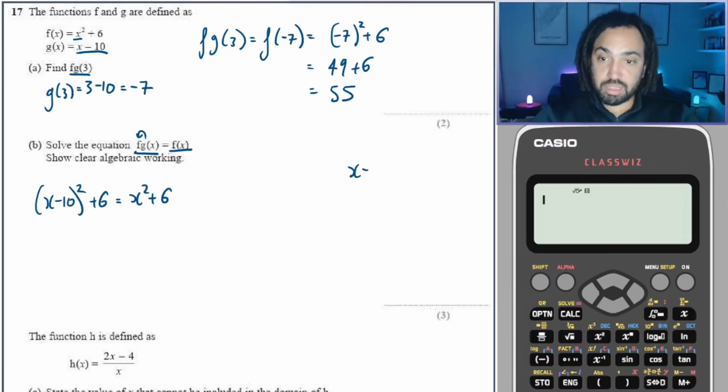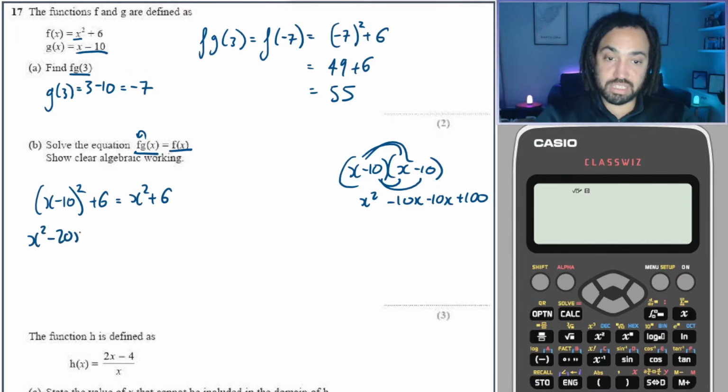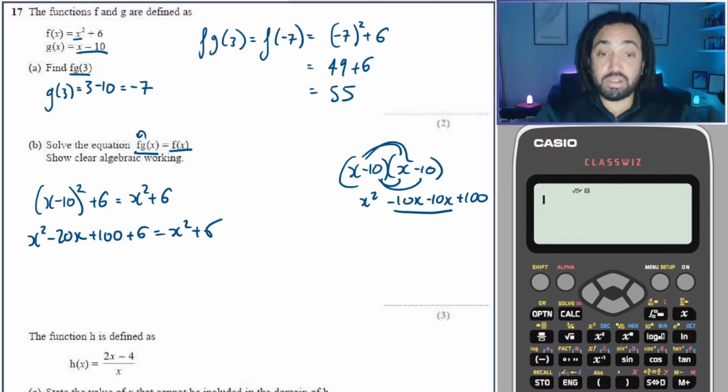Okay, I always do expanding brackets on the side over here, like this. Gives me x squared minus 10x plus 100. And then I can write it over here as x squared minus 20x, because the two negative 10s make negative 20, plus 6 equals x squared plus 6. Oops, nearly forgot the 100 there. Plus 100 plus 6 equals x squared plus 6. There we go.